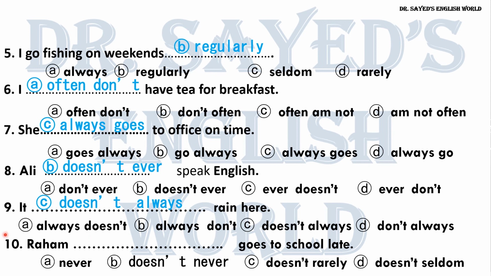Okay. Number 10. Rahma goes to school late. Never goes to school late. Doesn't never. Doesn't rarely. Doesn't seldom. And of course the answer is never. Because, by the way, we don't change never, rarely and seldom into negative, because they themselves are negative. They have a negative meaning.